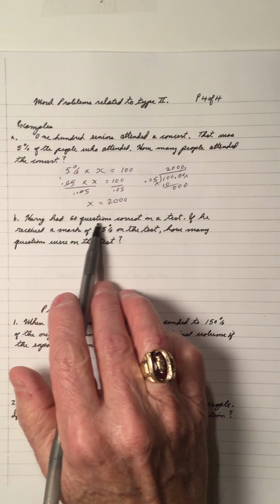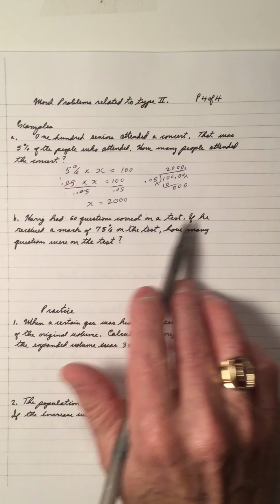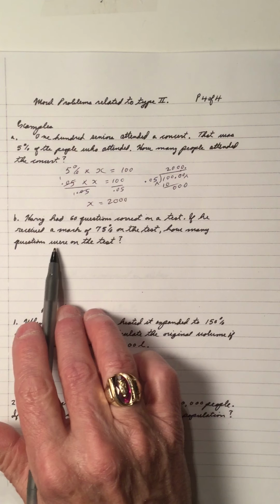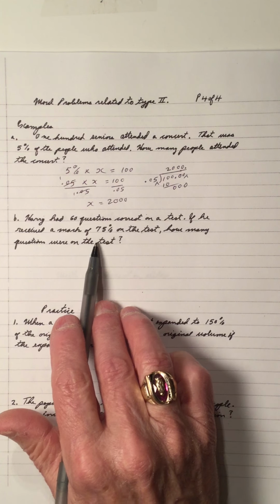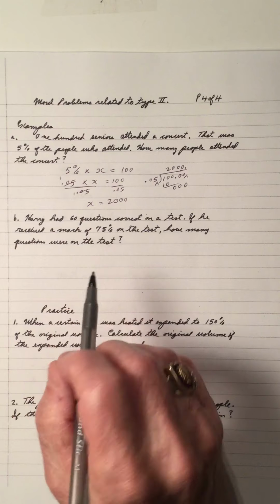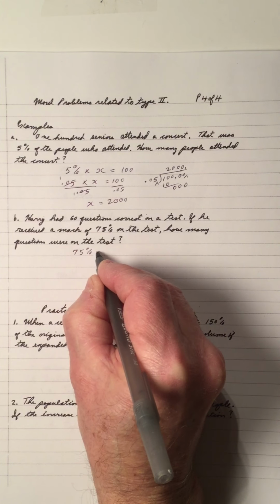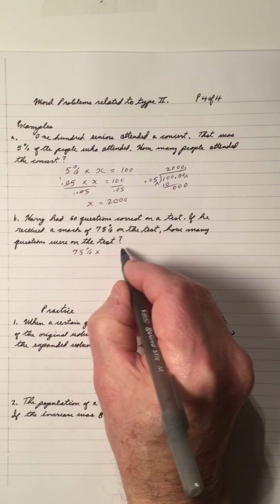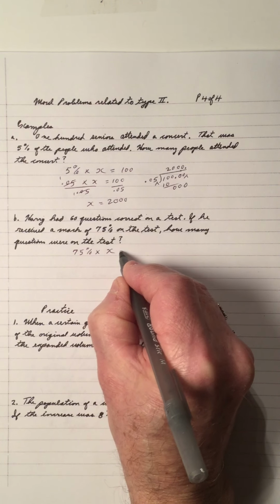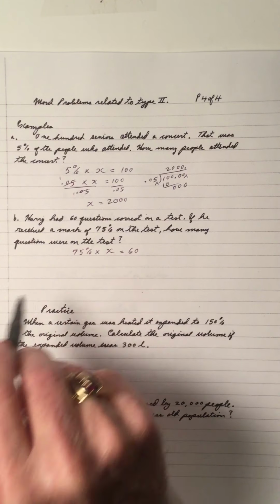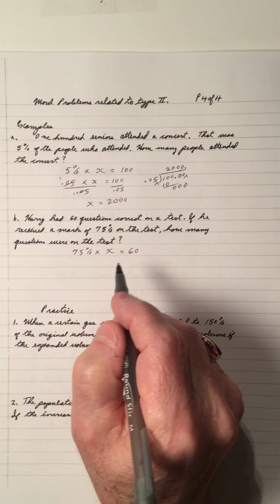Harry had 60 questions correct on a test. If he received a mark of 75% on the test, how many questions were on the test? So he has a mark of 75%. So 75% of the number of questions is going to be 60. So the 60 questions is the same as the 75%.